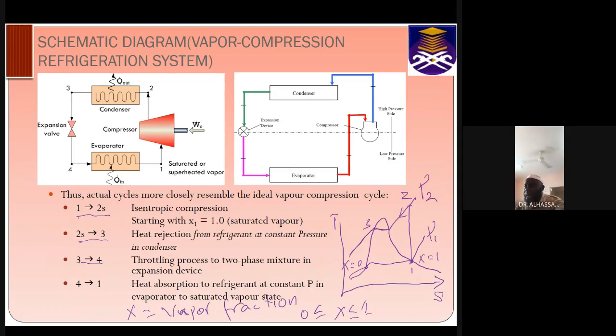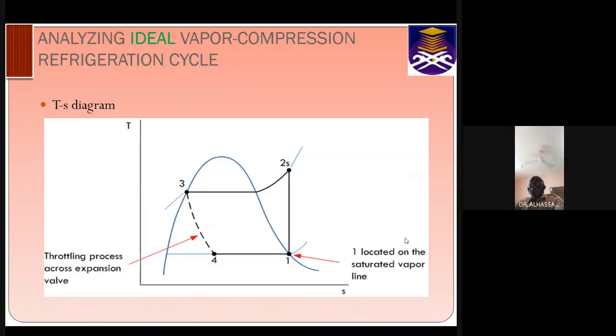And then 3 to 4, we have throttling process. So the fluid is throttled down up to state 4, into a two-phase regime. And then eventually we have heat absorption at constant pressure. So now there will be heat absorption over here as the fluid is being heated in the refrigerated space, like this. So these are the various diagrams that are associated with the Carnot vapor compression, ideal vapor compression refrigeration cycle.